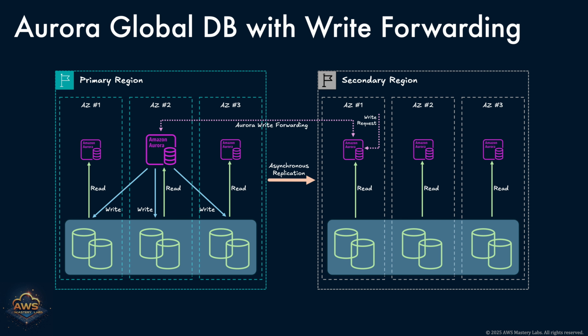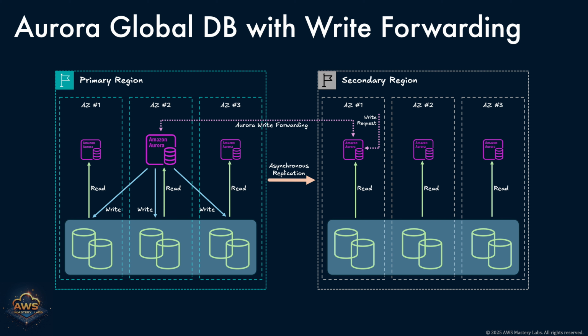Beneath the compute layer lies Aurora's distributed storage engine, which is automatically replicated 6 ways across those three AZs. Importantly, all write operations happen in the primary region, and they are synchronously committed to this local storage layer to guarantee data consistency and durability.